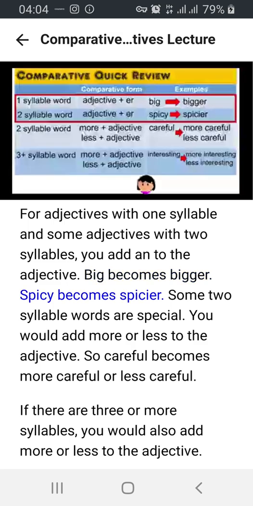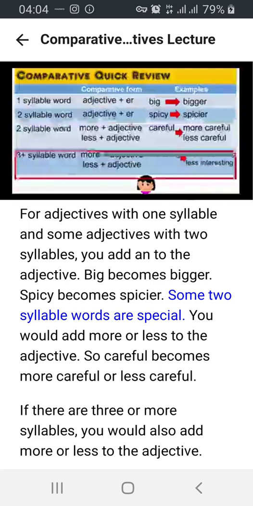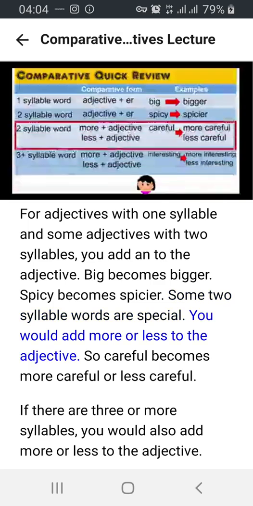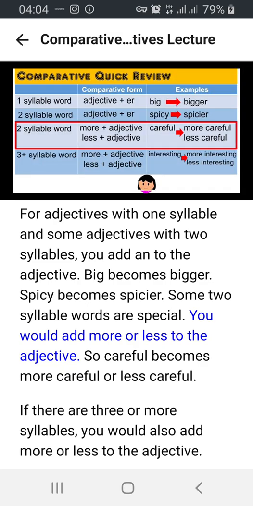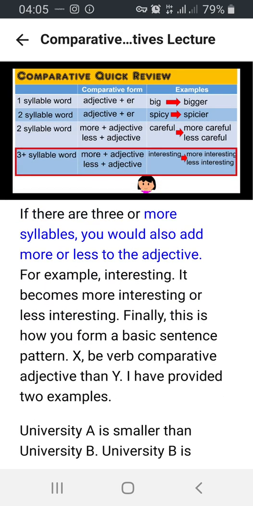Spicy becomes spicier. Some two-syllable words are special. You would add more or less to the adjective. So careful becomes more careful or less careful. If there are three or more syllables, you would also add more or less to the adjective. For example, interesting. It becomes more interesting or less interesting.